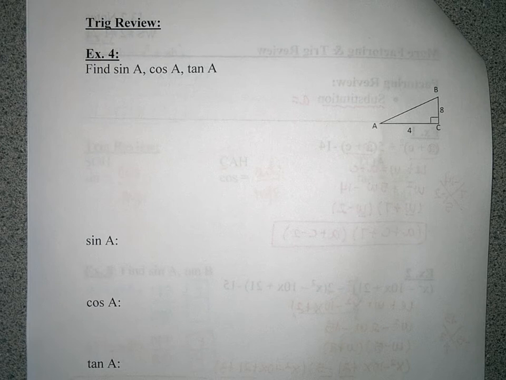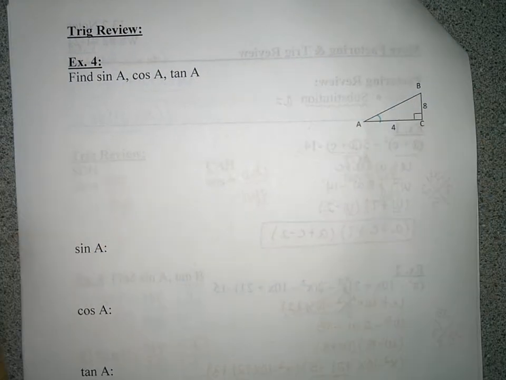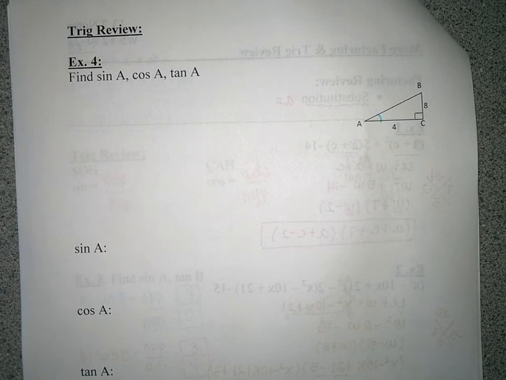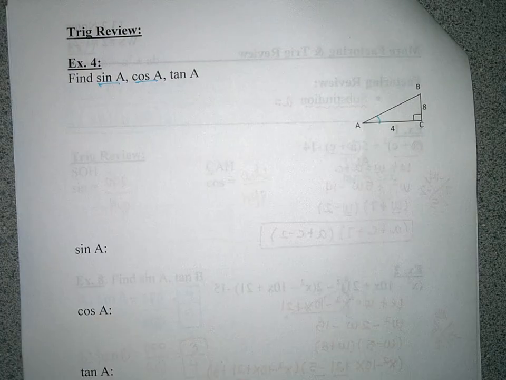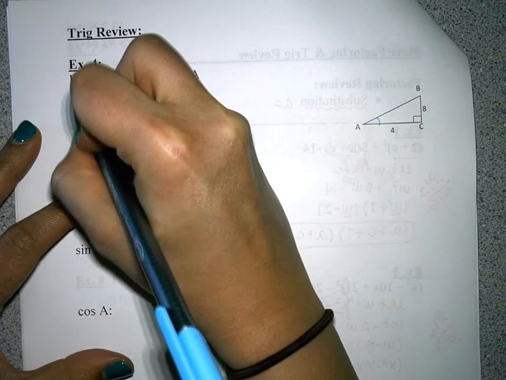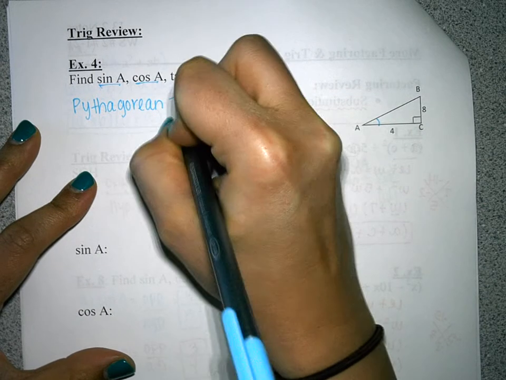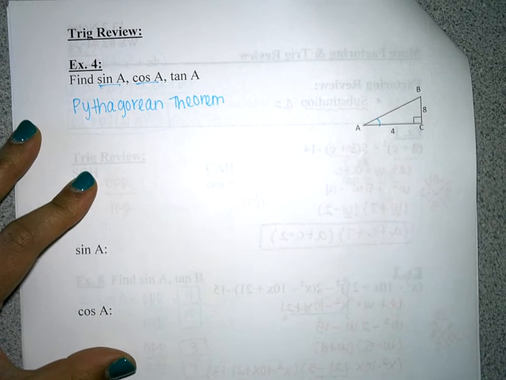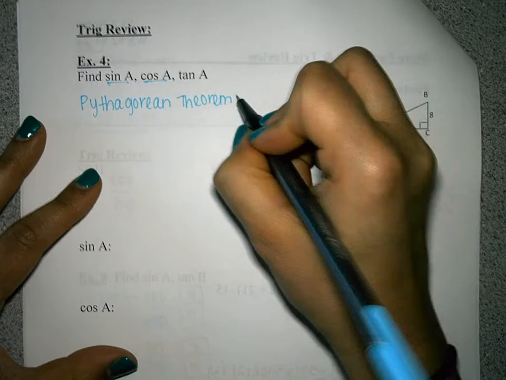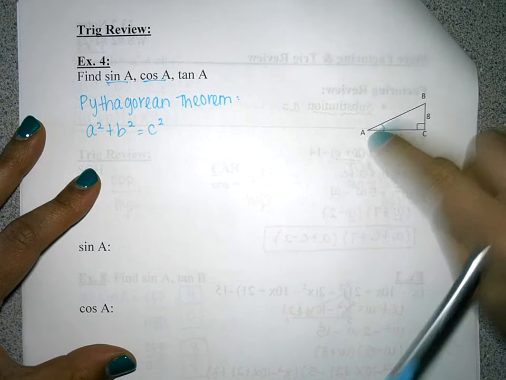So our problem is asking us to find the sine, the cosine, and the tangent of this triangle for angle A. However, I am missing the hypotenuse, and that's going to be important for each one of these because the hypotenuse is part of sine and cosine. So to find the hypotenuse, we're going to use the Pythagorean theorem. So let's write that down. Remember, the Pythagorean theorem says that a squared plus b squared equals c squared, and your hypotenuse is the c.